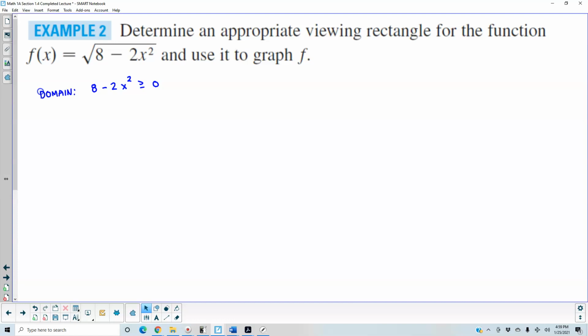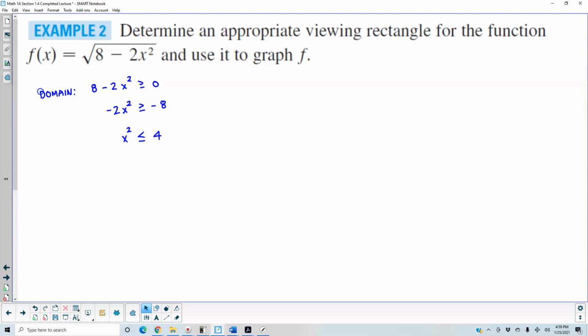Now if we subtract 8 from both sides to solve for x, we get negative 2x squared, which is greater than or equal to negative 8. And then when we divide both sides by negative 2, that means we need to flip the inequality, so we get x squared is less than or equal to positive 4.